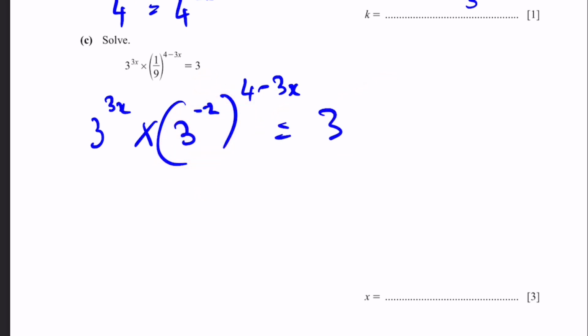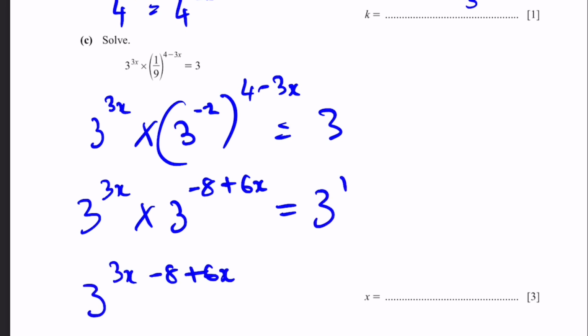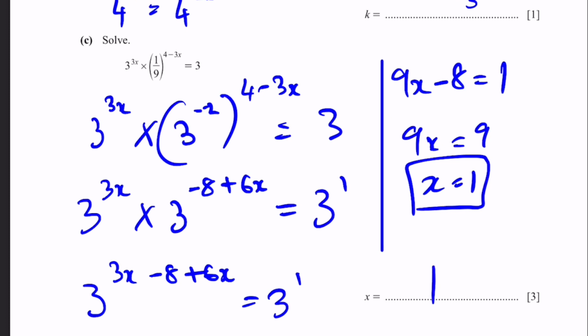And this full thing is equal to 3. Now 3 to the power of 3x into 3 to the power of minus 8 plus 6x. Just multiplying these two, since it's an exponent rule, that's equal to 3 to the power of 1. 3 to the power of 3x minus 8 plus 6x is equal to 3 to the power of 1. And this will be 9x minus 8 over here. It'll be equal to 1. 9x is equal to 1 plus 8, 9. X equals 1. And that is our final answer. And it's literally final, since this is the end of the paper.